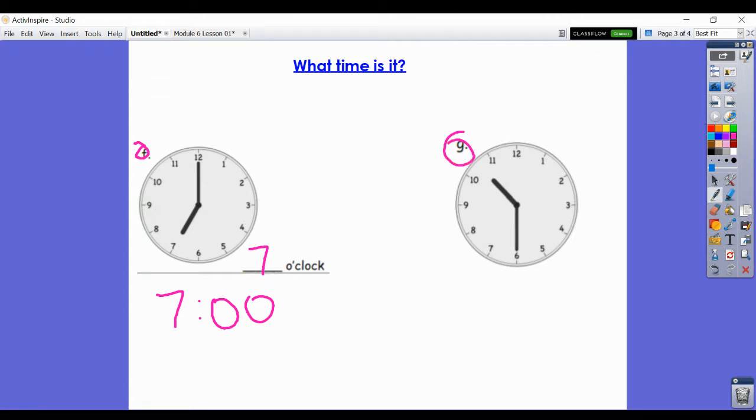If we move on to G, we look at the short hour hand, which is right here. It is between 10 and 11. Well, it hasn't made it to 11 yet, so our hour is still 10. If you look at the long minute hand, it is pointing to 6. It has gone halfway around the clock, so we need to count our minutes. 5, 10, 15, 20, 25, 30. So if it's halfway around the clock, our minute is on 30. So the time is 10:30. We could also say that it is half past 10 o'clock.